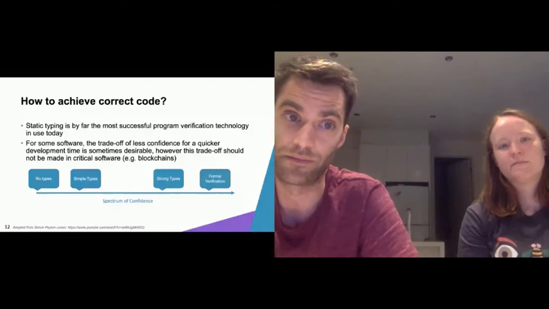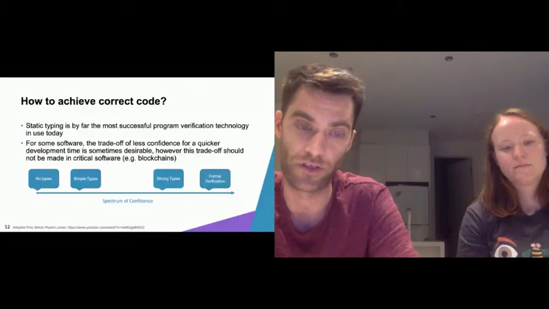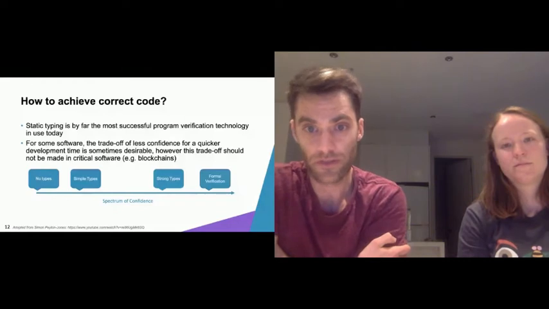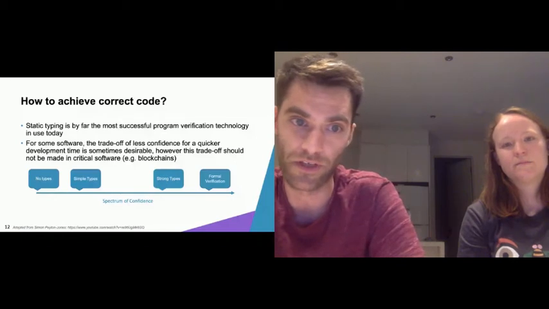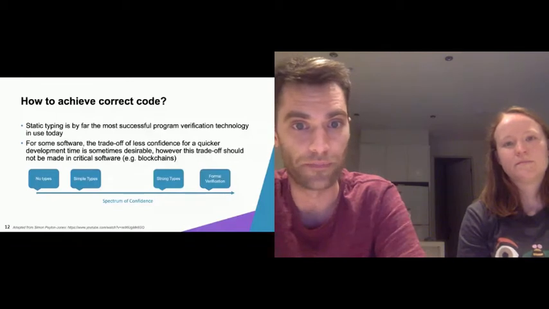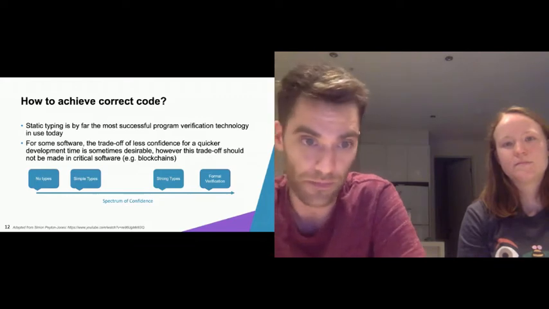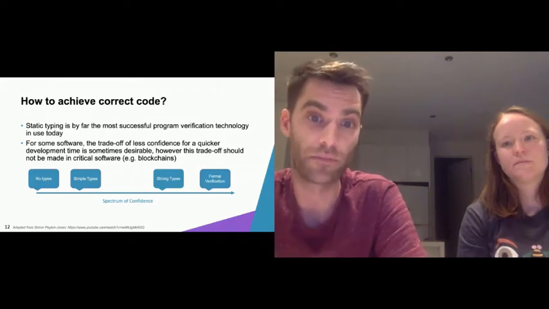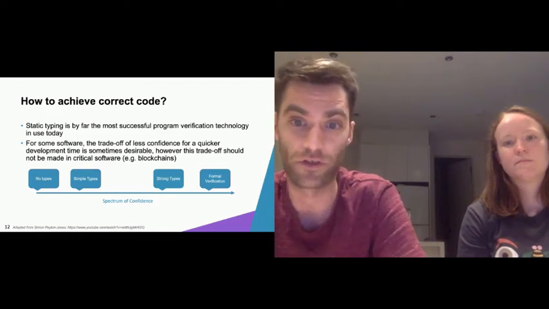Static typing in the world of software engineering is by far the most successful verification technology in use today. There is another one, formal verification, which I'll touch on as well. But static typing is the main tool that engineers use to make sure code is correct. And there is a trade-off with that. We're not saying that's always best to do. When it's not a critical system, sometimes the trade-off of quicker development time and not having a stronger type system may be beneficial. But again, blockchains are considered critical systems, so we believe in that case that trade-off should not be made.